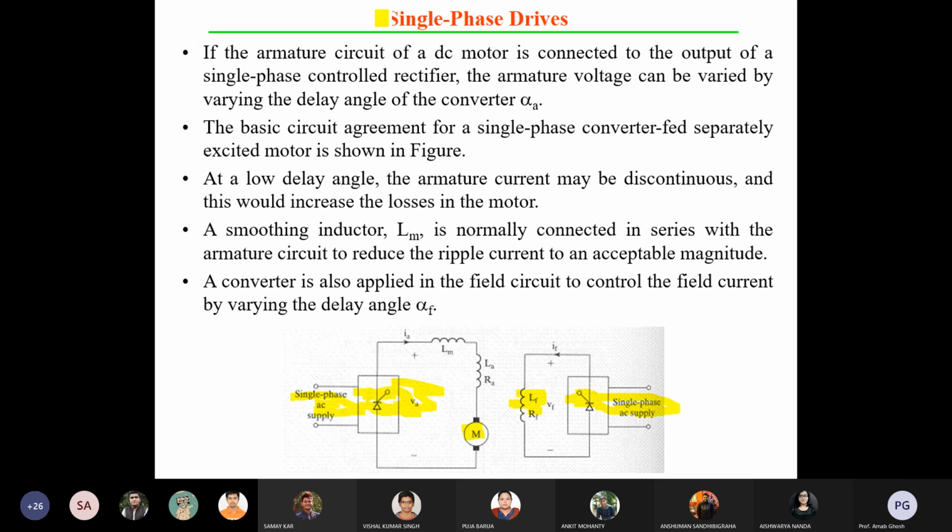What are the important features of the single phase drive? The armature circuit of the DC motor is connected to the output of a single phase controller, a single phase controlled rectifier. Why a controlled rectifier? I hope you are able to understand. The armature voltage can be varied by varying the delay angle of the converter, that is alpha. So you give the firing pulse. I think you know how to fire the SCR.